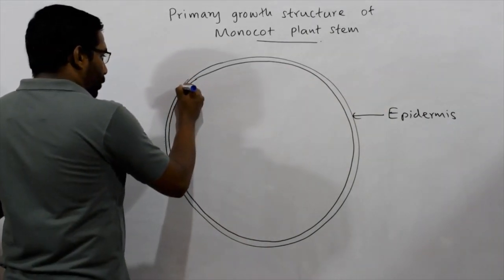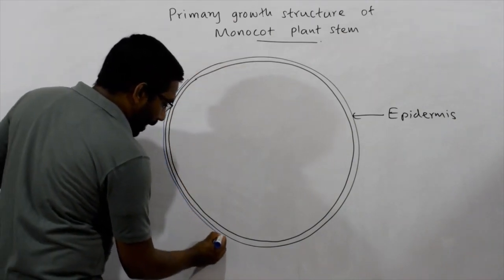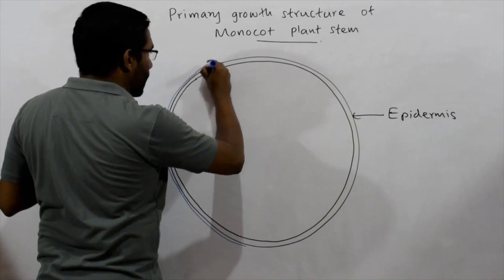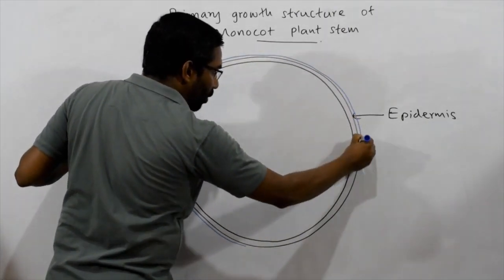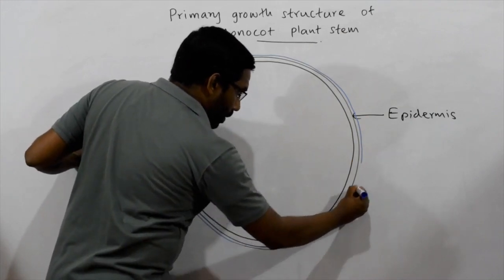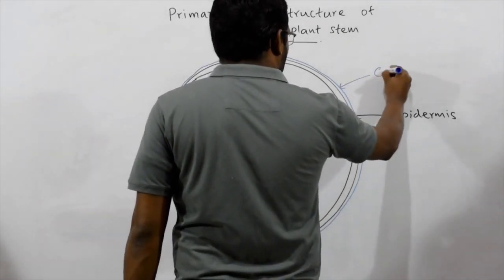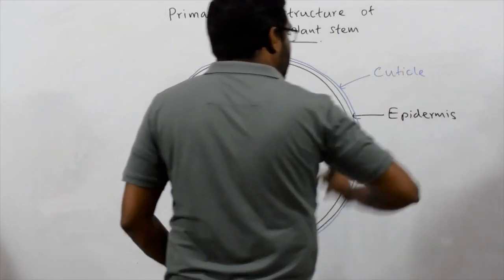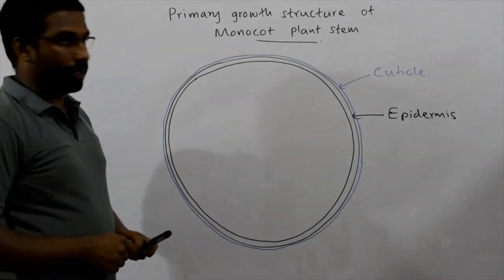As in the dicot stem, here also outer to the epidermis it has a thin cuticle. At the young stages of the primary growth structure, outer to the epidermis it has a cuticle. Imagine now I am drawing the cuticle. So let's say this is the cuticle. This cuticle is mainly made up of cutin. So it reduces water loss.